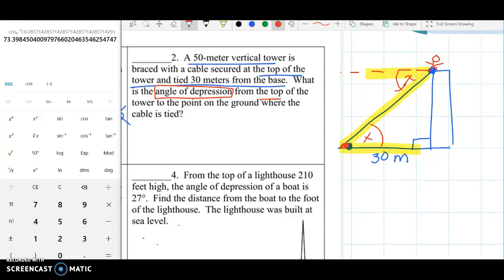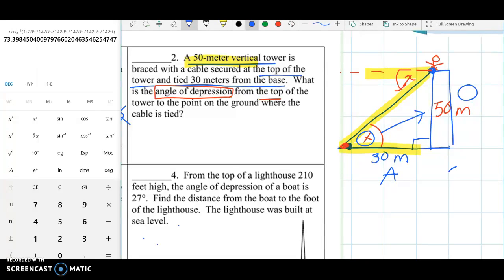So there's one thing that we didn't put in, and that's the 50-meter vertical tower. So we also need to put in the measurement, the height of this tower, which is 50 meters. Okay, so now we have two measurements and we're looking for the angle. According to our reference angle being x, which is down here inside of our triangle, the 50 meters is our opposite side. The 30 meters is our adjacent side.